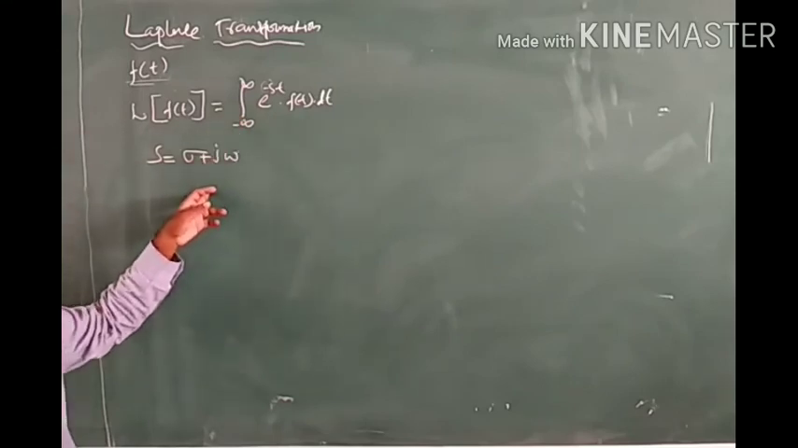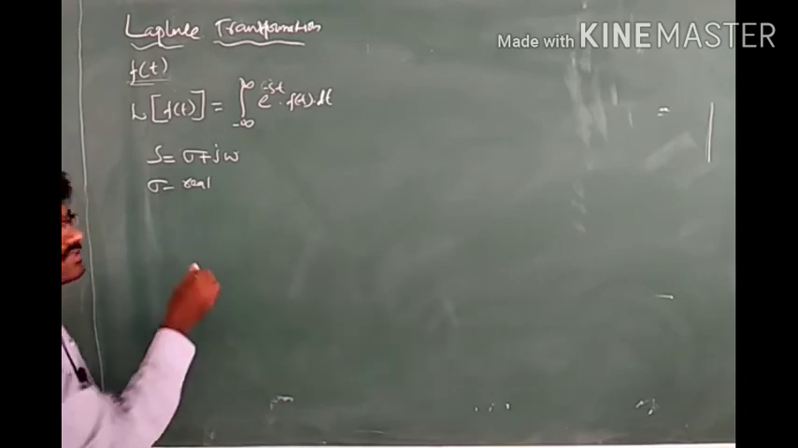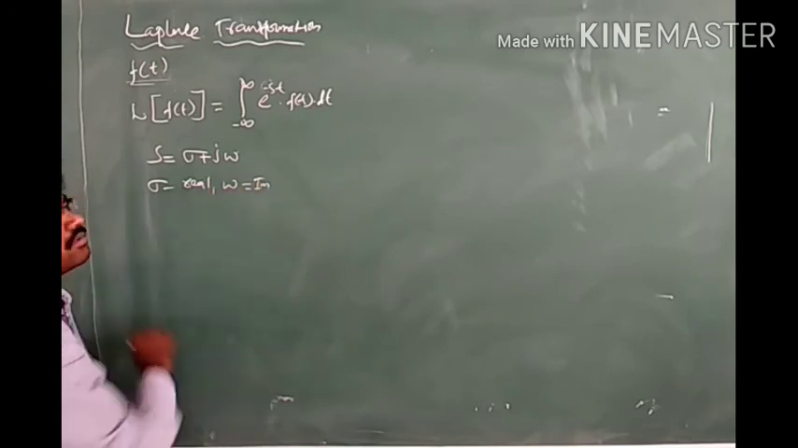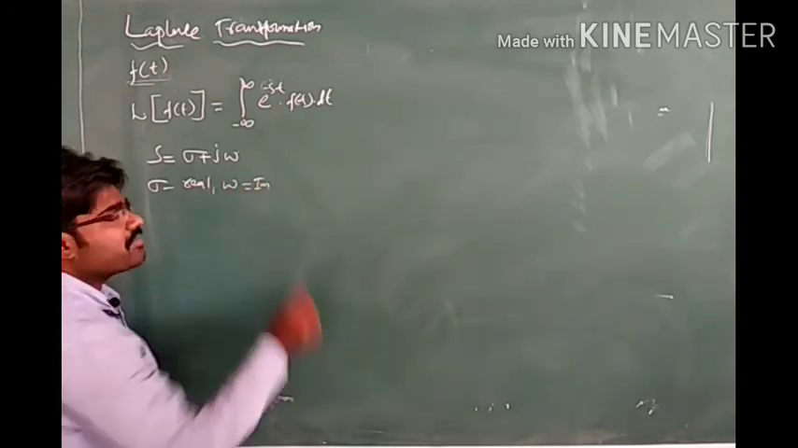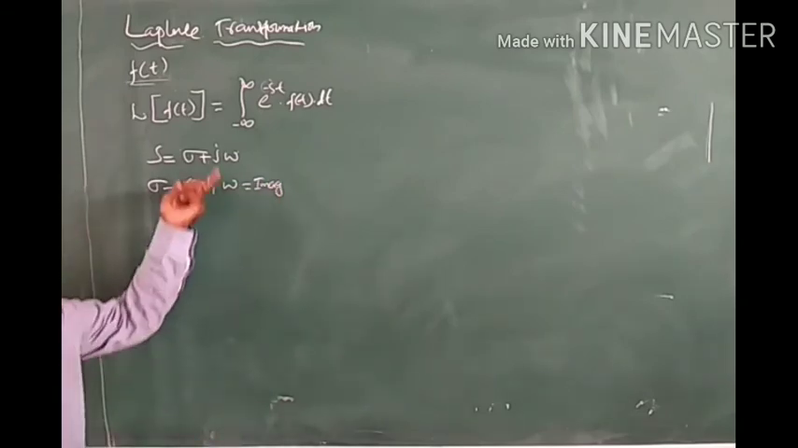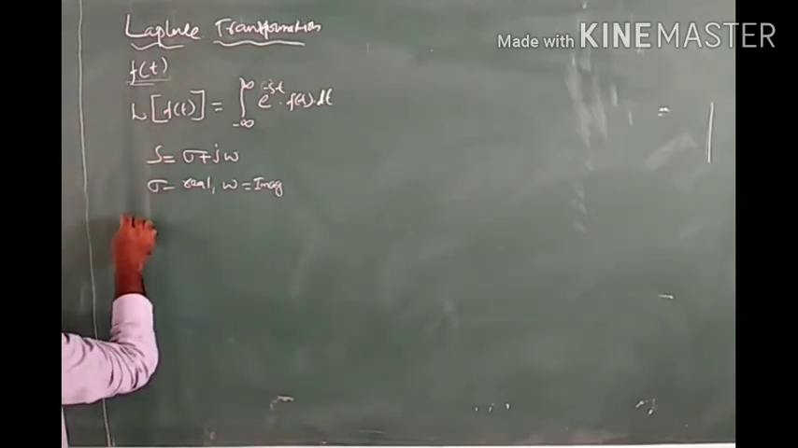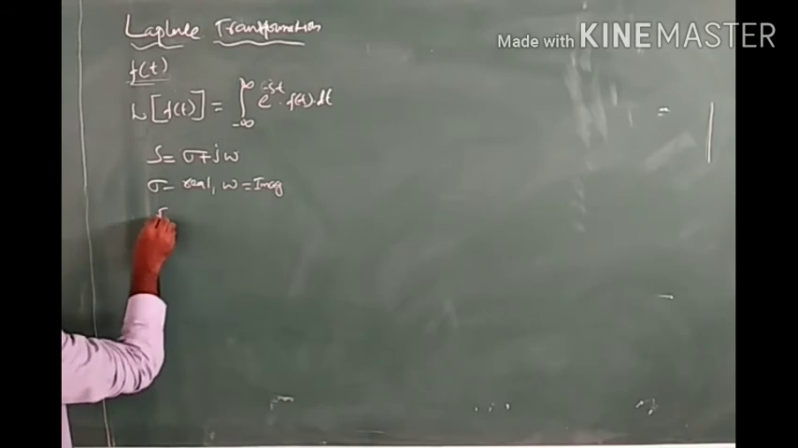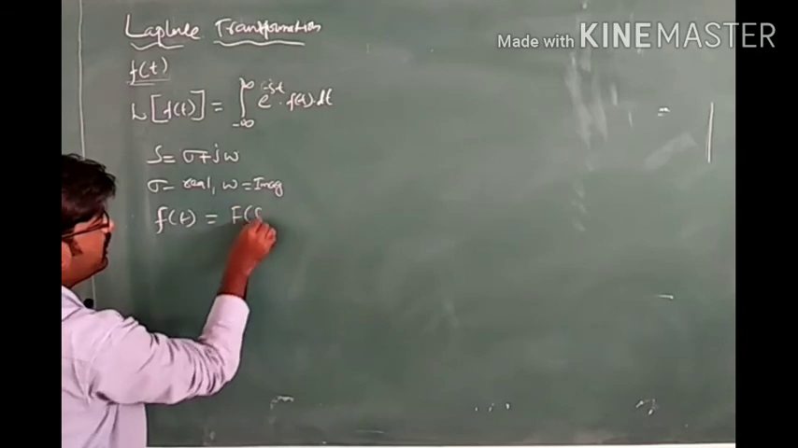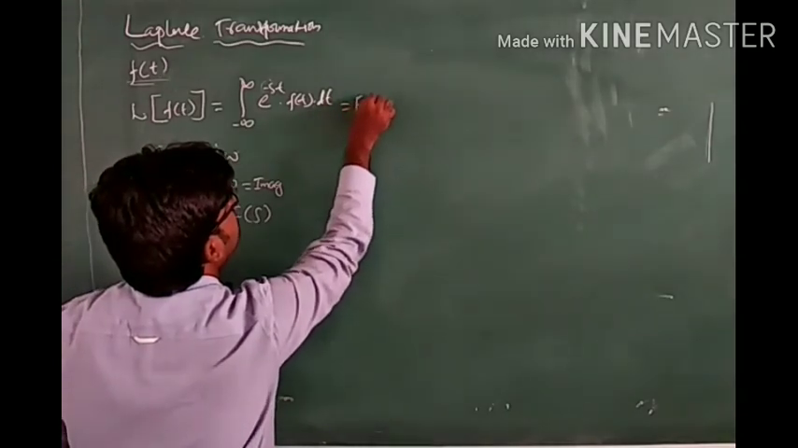So s is a complex variable here and its value will be sigma plus j omega. Okay, s is given by sigma plus j omega, where sigma represents the real values of the complex numbers and omega represents the imaginary values, right? Omega represents the imaginary values, sigma represents the real values of the Laplace transformation. So finally we came to know that the Laplace transformation of f of t is nothing but f of s.